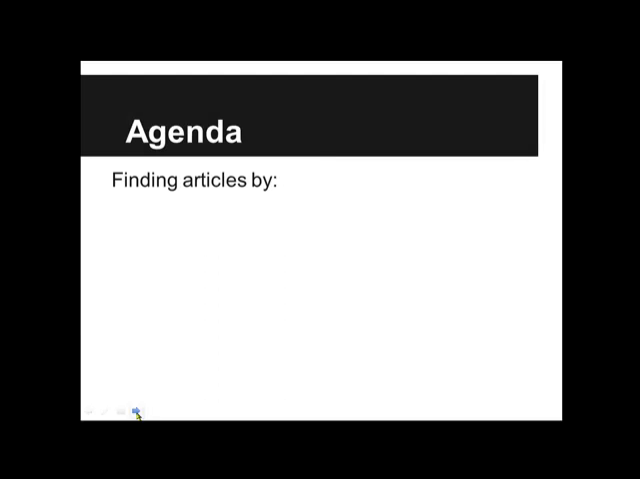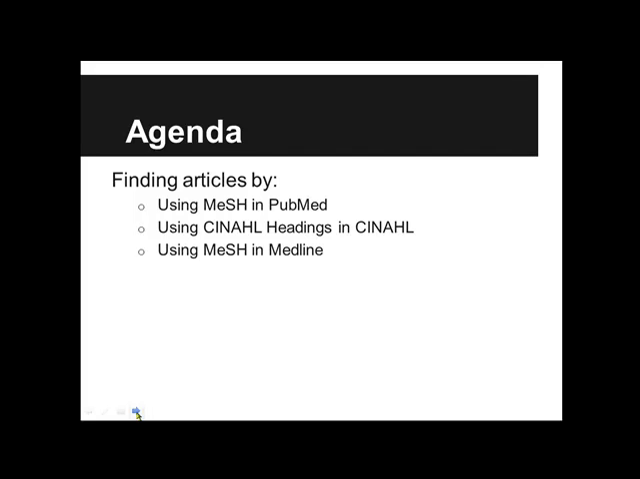This tutorial is going to show you how to find articles by using three different methods. First, by using medical subject headings, or MESH, in the database PubMed. Next, by using CINAHL headings in the database CINAHL. Finally, by using MESH in the database Medline. I'm also going to show you a couple of ways to find full-text articles if you're unable to find them in these databases by using the A to Z Resource Locator and Interlibrary Loan Services.